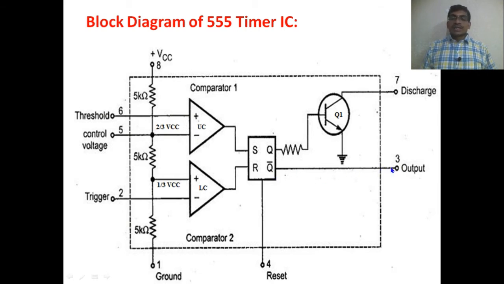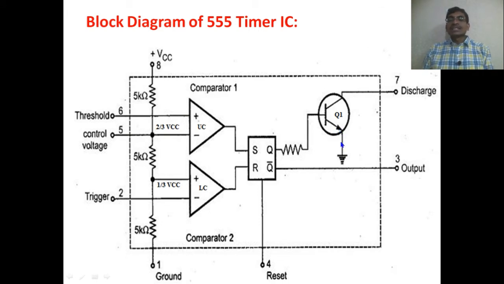In order to reset this flip-flop or reset this entire IC, we are using the fourth pin. This fourth pin is directly connected to the reset pin of the flip-flop. If you give some voltage to the reset pin, then automatically our IC will reset. And the Q of the flip-flop is given to a transistor called the discharge transistor Q1, and this transistor is operating in CE amplifier configuration, common emitter configuration.